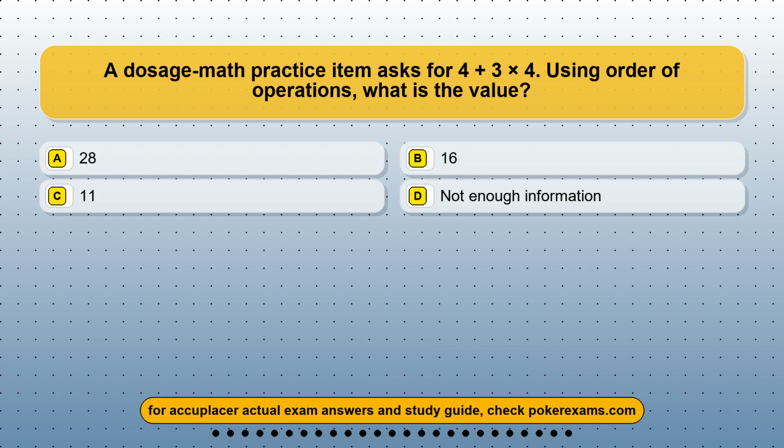Question 6. A dosage-math practice item asks for 4 plus 3 times 4. Using order of operations, what is the value? Option A, 28. Option B, 16. Option C, 11. Option D, not enough information.